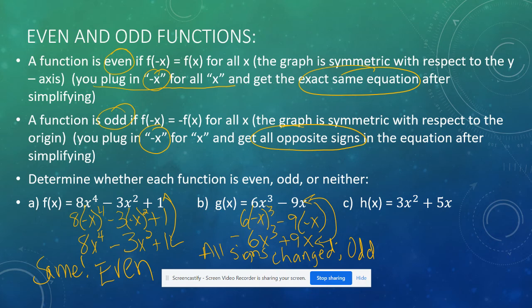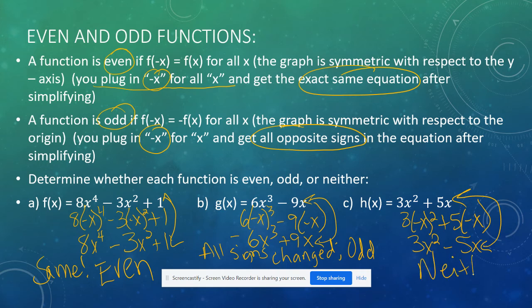Let's take a look at this last example. We have 3 times negative x squared plus 5 times negative x. So the negative x to an even power keeps it positive, so it's still positive 3x squared. 5 times negative x is negative 5x. If I compare the original to the new, the 3 is still positive, the 5 has changed. So this one is neither, because we had a mixture of keeping it the same and changing.